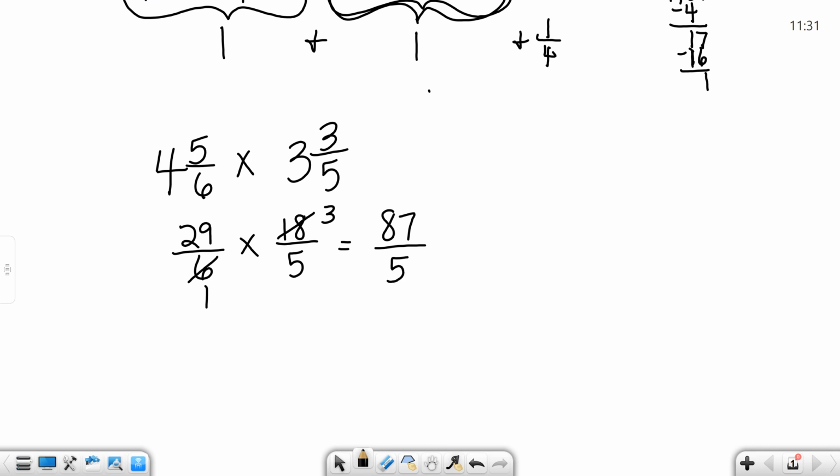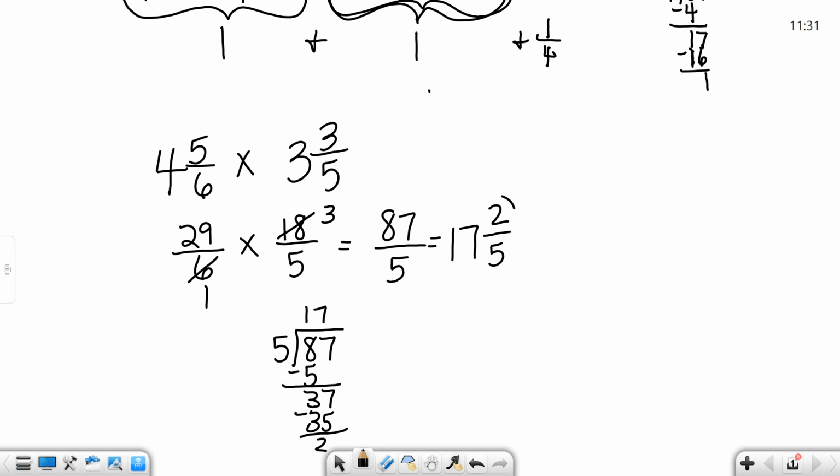That's improper. We need to change it to a mixed number. We're going to have to divide 5 into 87. Goes in 17 times. That's your whole number, how many times it went in. 2 left over. That's your remainder. That goes in as your numerator and your denominator stays the same. So 17 2/5.